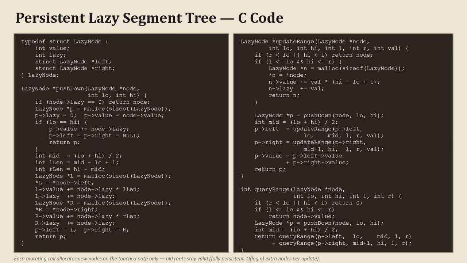Query range mirrors the same three-case structure. Out of range returns 0, fully covered returns the node's value, partial overlap pushes down and sums both children. Every function allocates new nodes on the path.